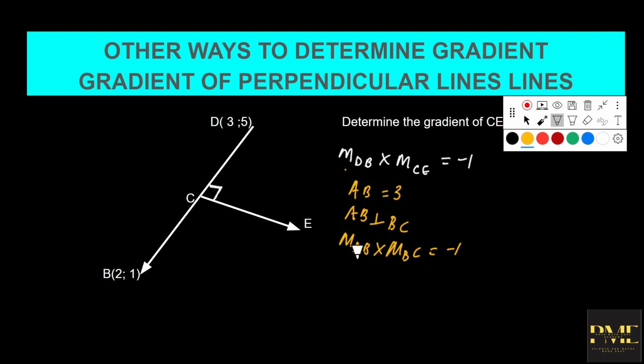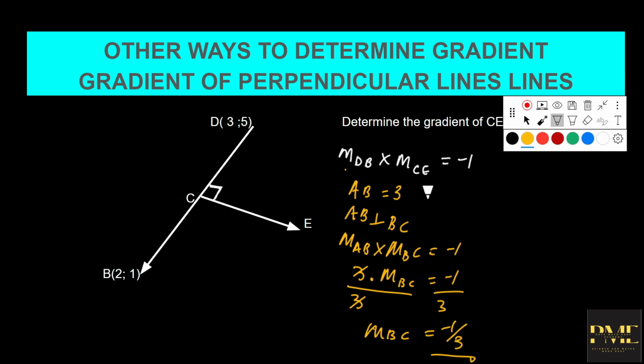Therefore, under the gradient of AB you can plug in 3 there, so you have 3 multiplied by the gradient of BC, and the answer will always be -1. And then to solve for the gradient of BC you can divide by 3, then 3 and 3 will go, and your gradient of BC will be -1 over 3, guys, okay?